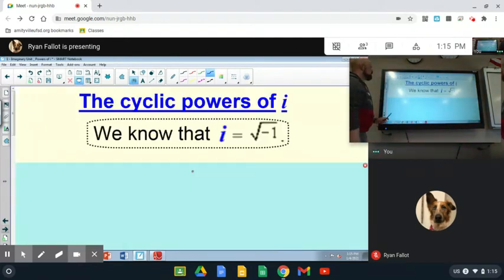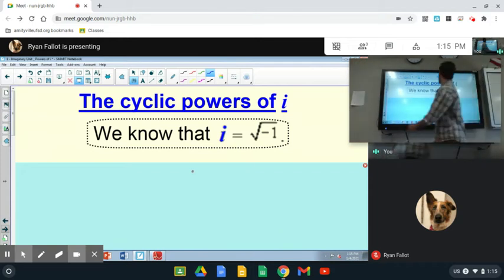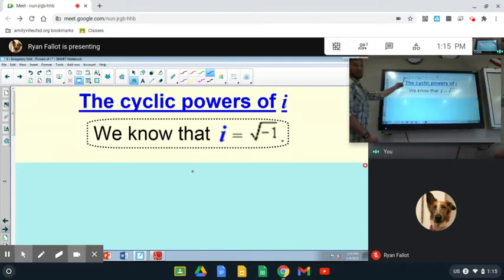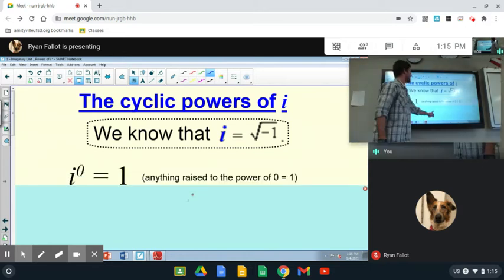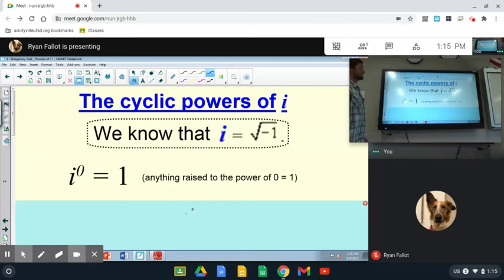And then we'll get into the cyclic powers of i, which is right here. Okay, the cyclic powers of i. Cyclic is a word that kind of means cycle or something that continuously repeats over and over again. Things like days of the week, hours on the clock. We know that i is equal to radical negative 1. So let's think about some other powers of i.